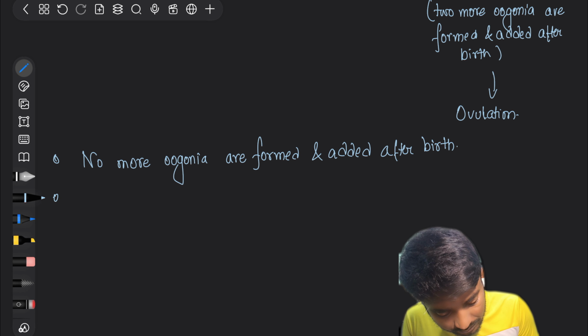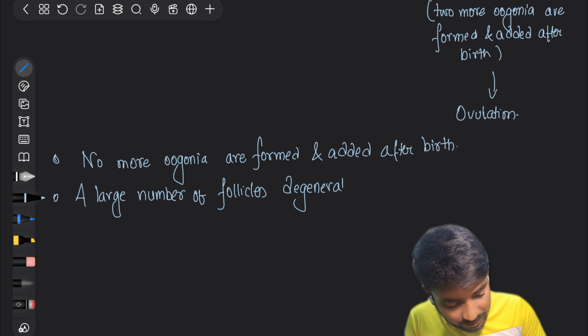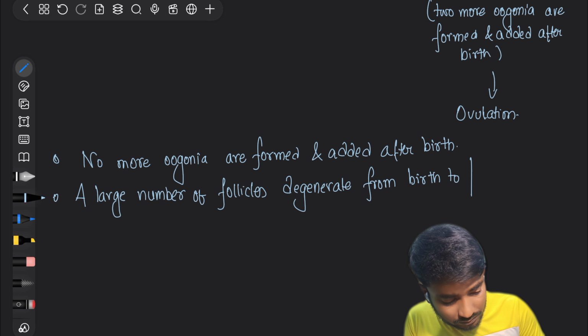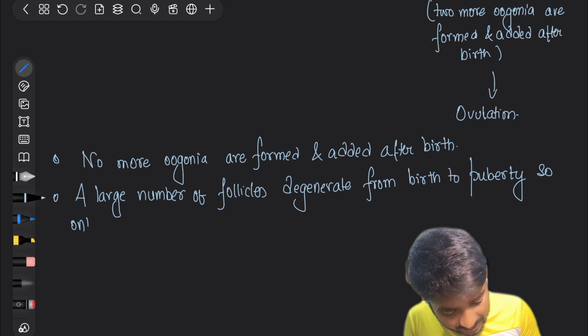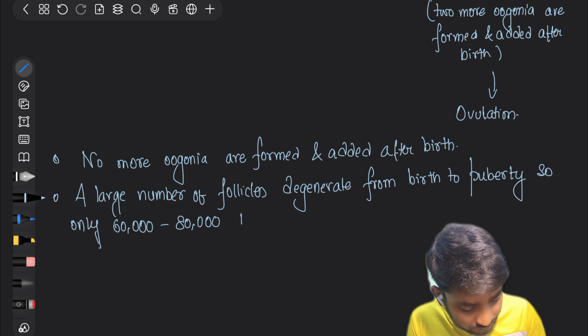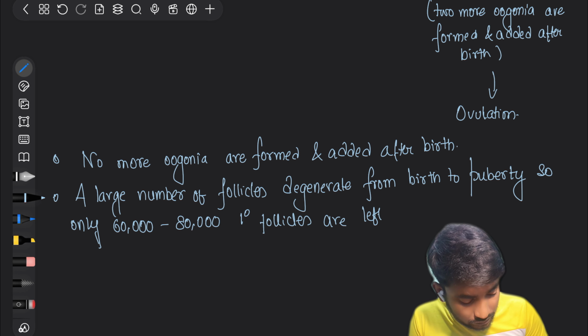A large number of follicles degenerate from birth to puberty, so only 60,000 to 80,000 primary follicles are left in each ovary at puberty.